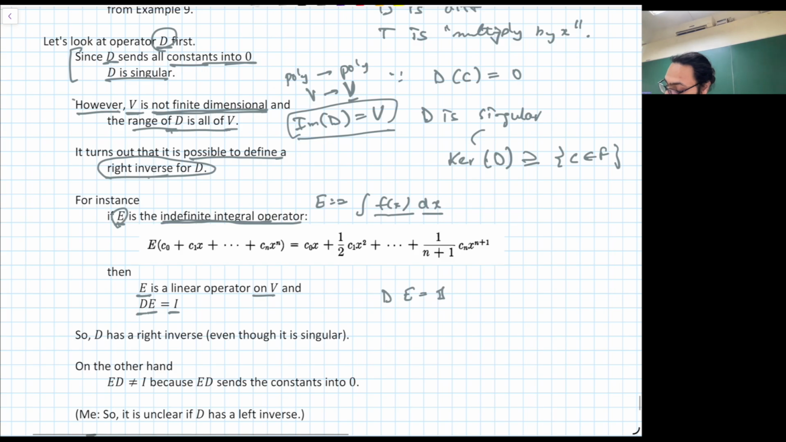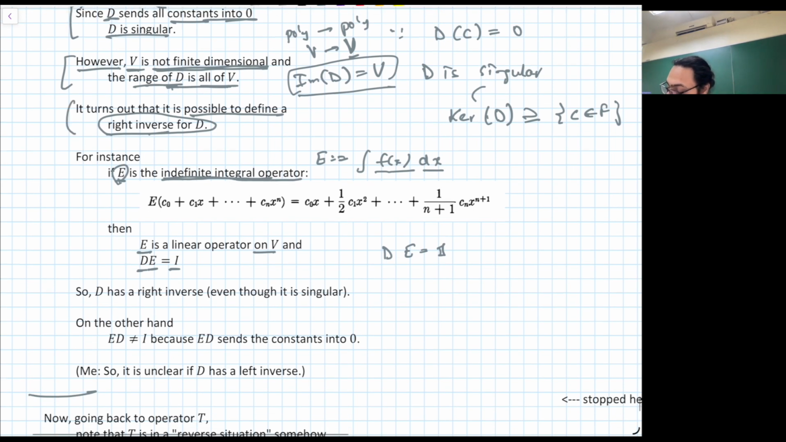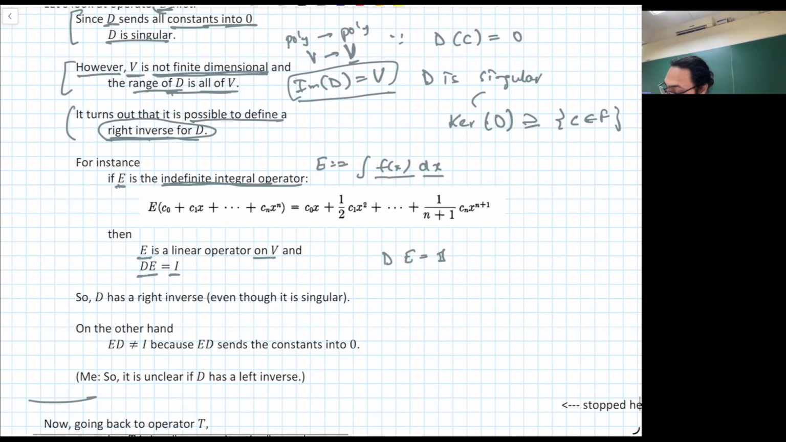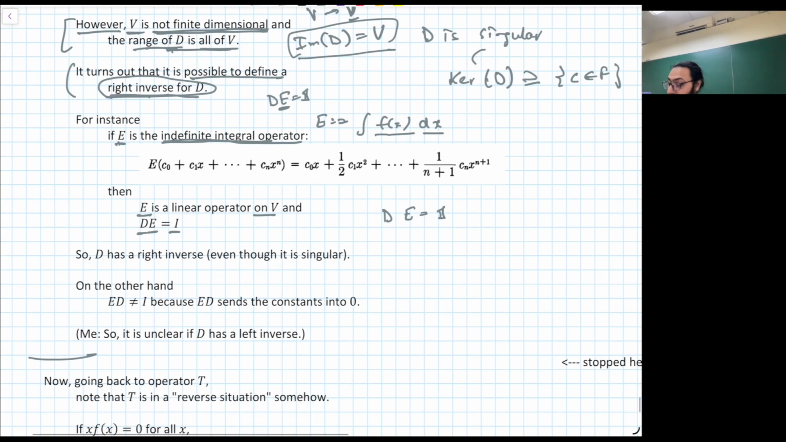Okay. However, V is not finite dimensional, and the range of D is still all of V. Okay, so the rank-nullity theorem would have said that you're missing out on some of the codomain. The range will not span the entire codomain, but that's not the case here because it's infinite dimensional. So it turns out that it is possible, therefore, to define a right inverse for D. So here's an example. A right inverse would basically be that you have some object that you multiply on the right, and that gives you identity. So the claim here is that E is the inverse.